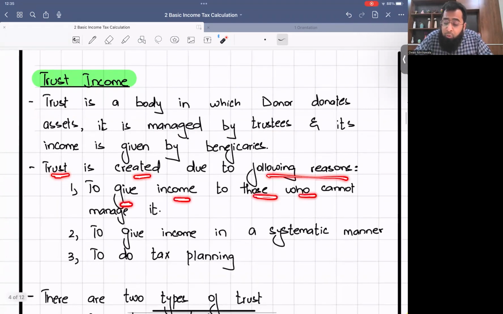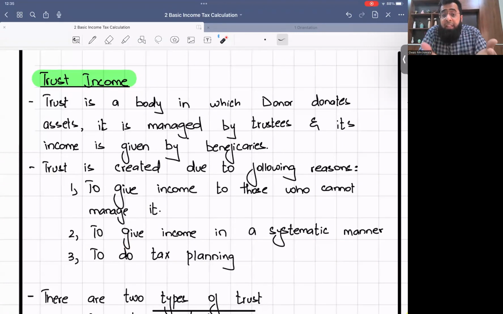To give income to those who cannot manage it, or sometimes the objective is to give income in a systematic manner. For example, what I feel is that after I die, maybe the people will start fighting or they'll mismanage the things. So I created a trust. I appointed the board of trustees and I instructed in the constitution that income will be distributed in this systematic manner. So the objective of creating a trust is to give income to those who cannot manage it themselves or to give income in a systematic manner.